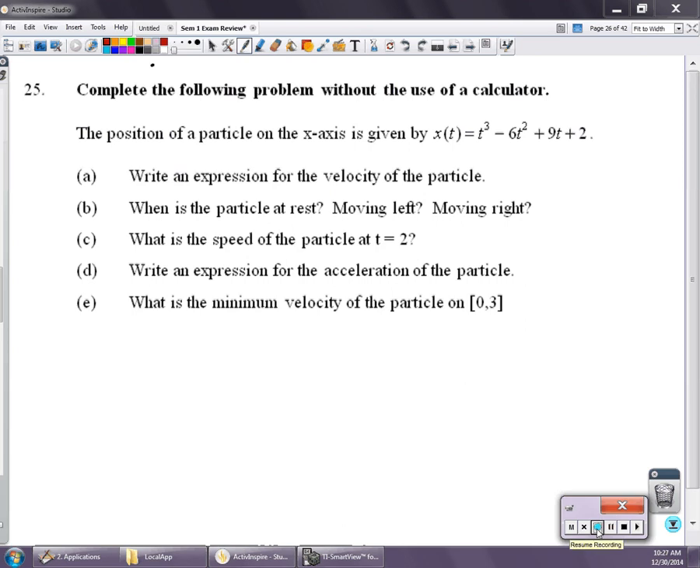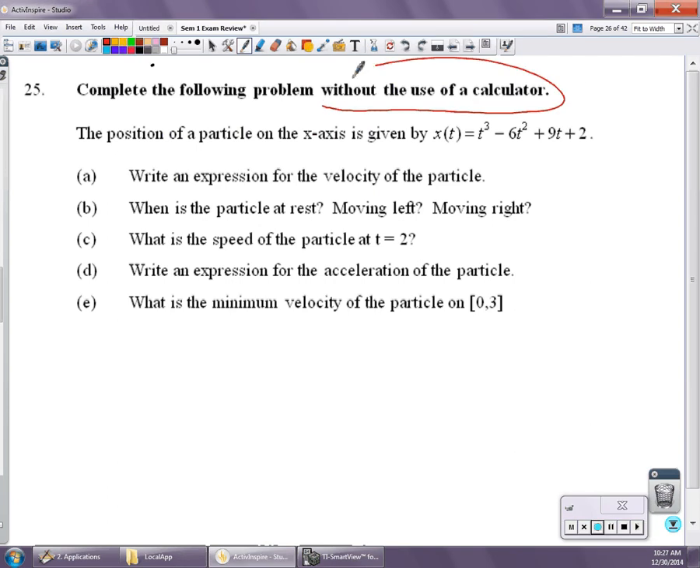Finally, problem number 25, which is actually a very important problem for the exam, and for whatever reason I didn't do it in the original exam review series, so let's take a look at this one. Complete the following without the use of a calculator. We've been given a position function called s of t. We want an expression for the velocity function. Remember that velocity is the first derivative of position.